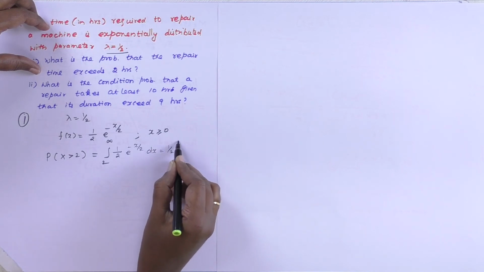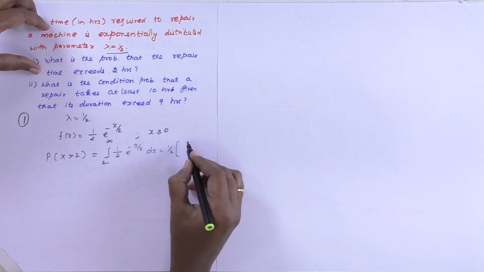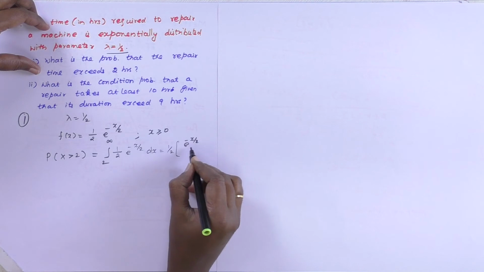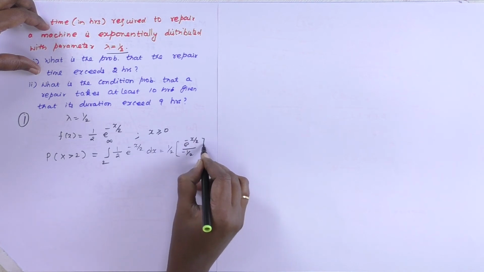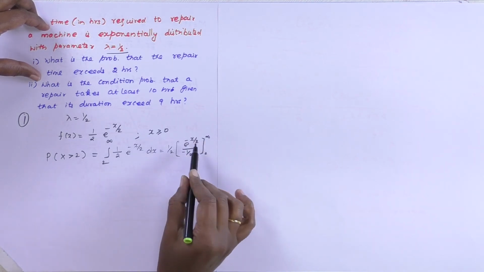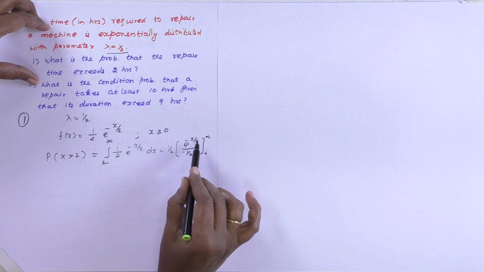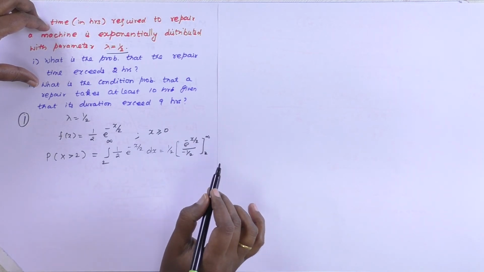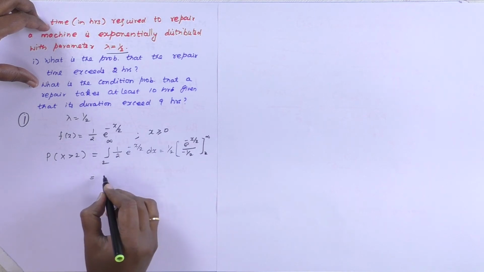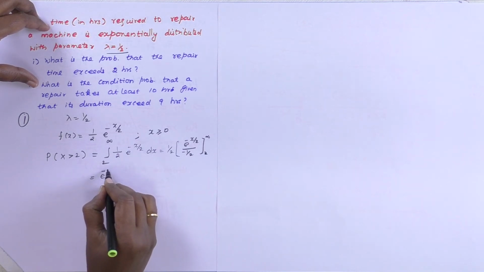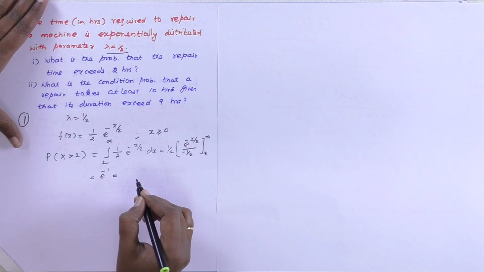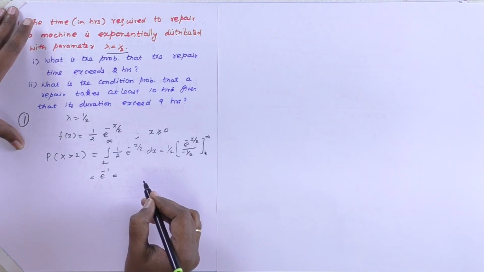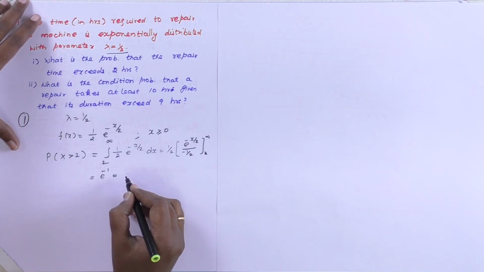Okay, 1 by 2 is a constant, take it outside. Integration of e power minus x by 2 is minus 1 by 2. Limit varies from 2 to infinity. While replacing the upper limit value, that will become 0. Only we have the lower limit value, minus into minus plus. Our answer is e power minus 1, that is e power minus 1, answer is 0.3679.